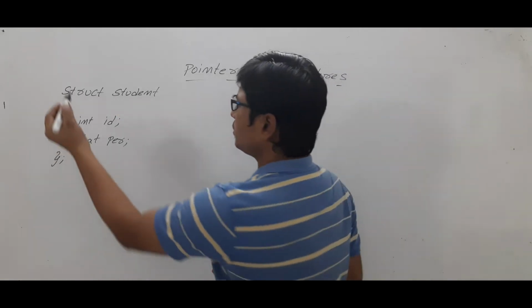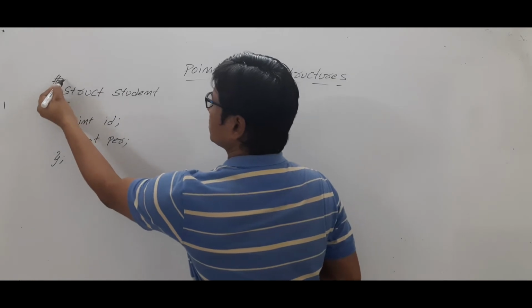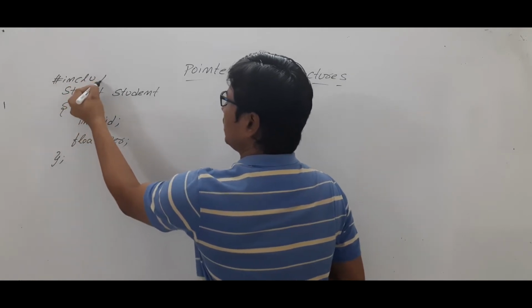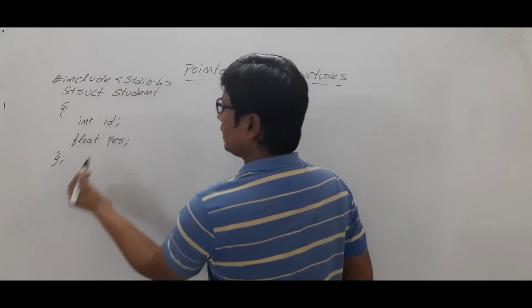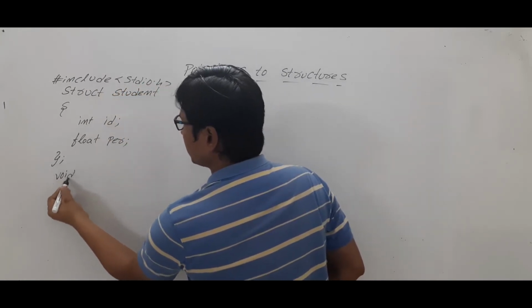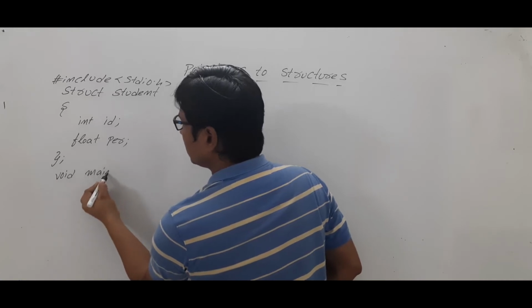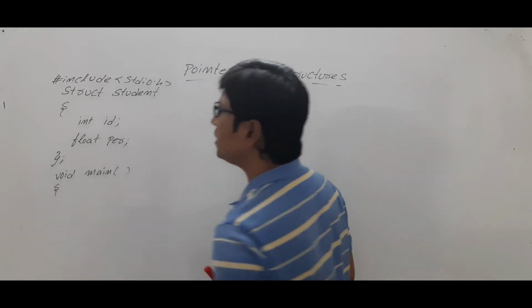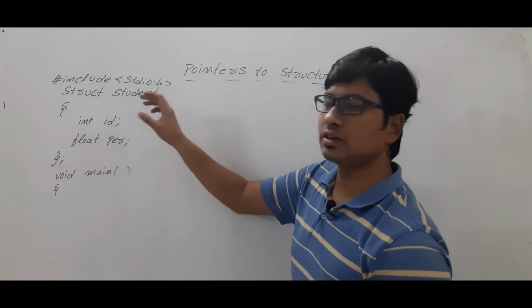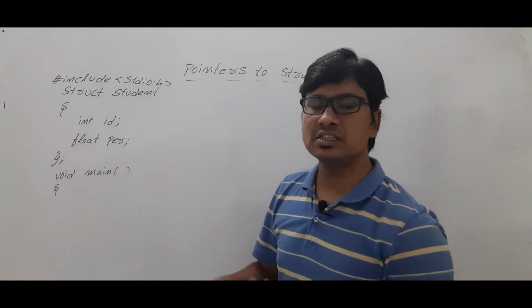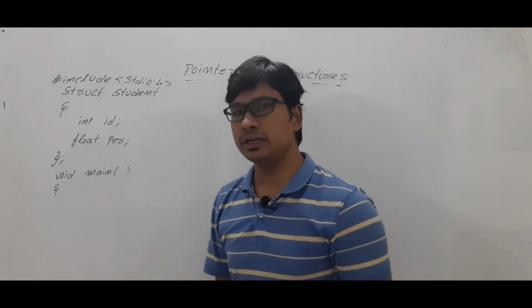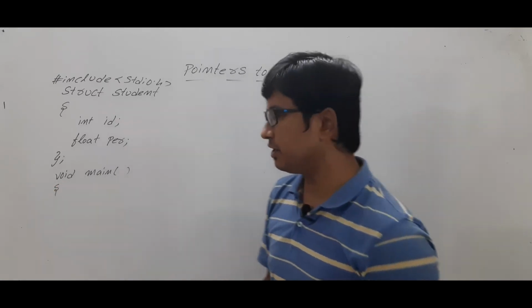Now you can write #include <stdio.h> here on top of that also. I hope it is visible for you. Okay, and then I'm starting the void main. Now look here. This is the global definition of a structure called student. So once it is a global definition, we can access it in the entire program. So I'm starting the void main function.